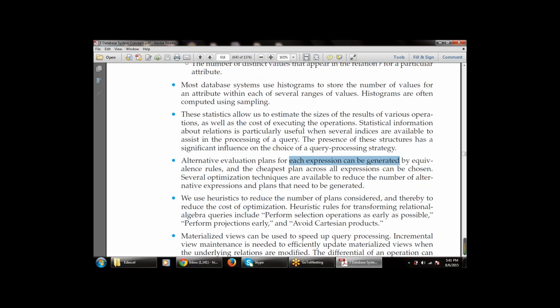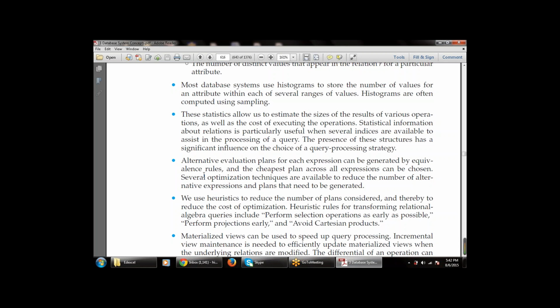Alternative evaluation plans for each expression can be generated by using the equivalence rules, and the cheapest plan across all the expressions can be chosen. Then next, we can use a heuristic approach to reduce the number of plans considered, so that the cost of the optimization is reduced.